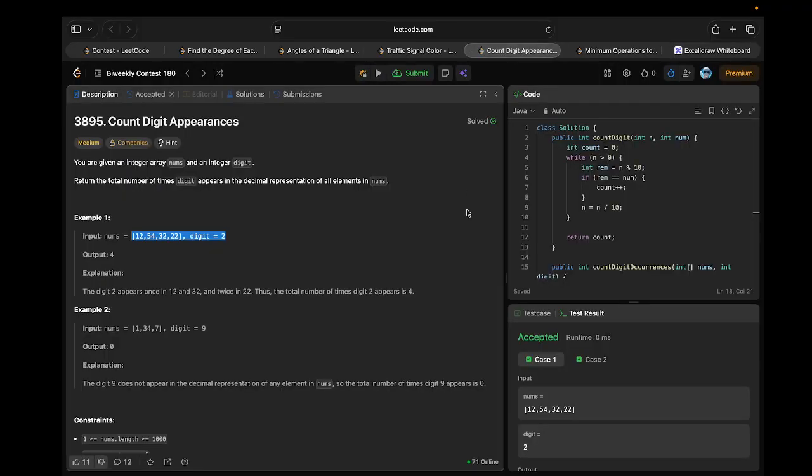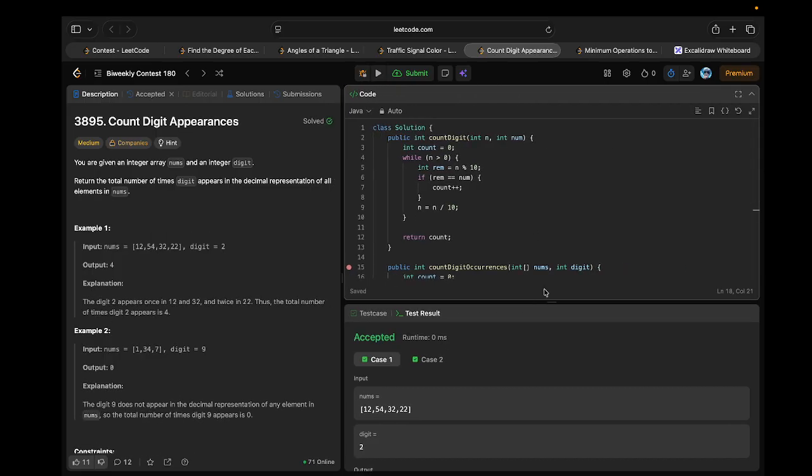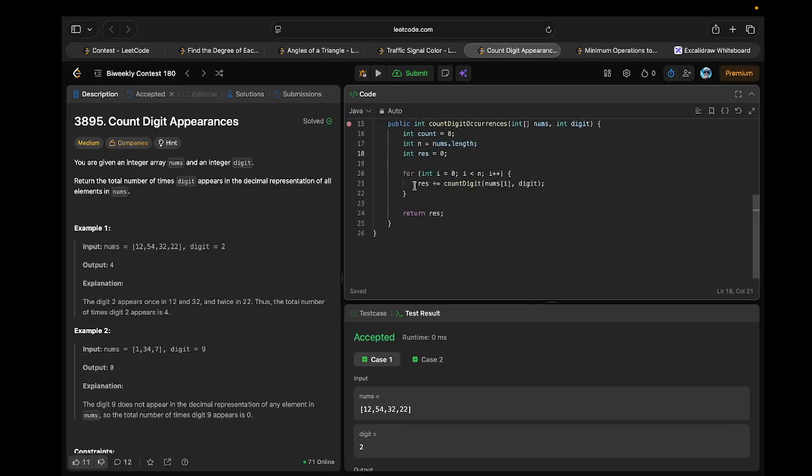So this is not too complicated, right? You just have to iterate over all the digits and check how many times it's occurring, right?